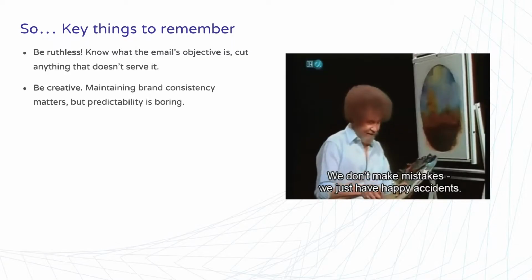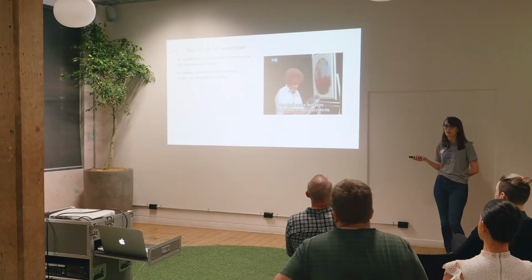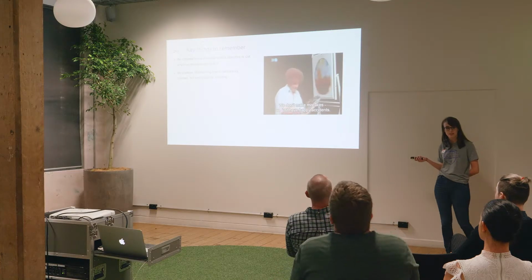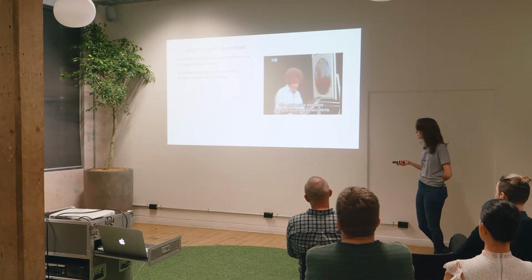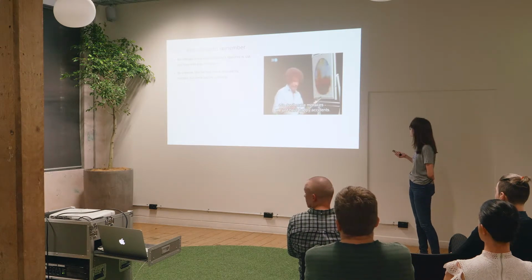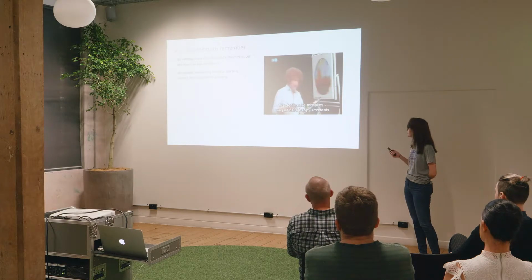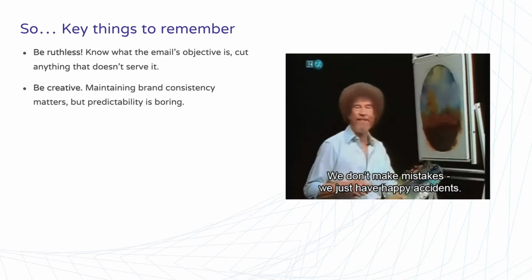Next thing is to be creative. Maintaining brand consistency is really important, but predictability is really boring. The minute that your readers start to predict your email content and your email design is when your engagement is going to start to tank. So mix it up a little bit every now and then. And like my good friend Bob Ross, there's no such thing as mistakes, there's just happy little accidents.